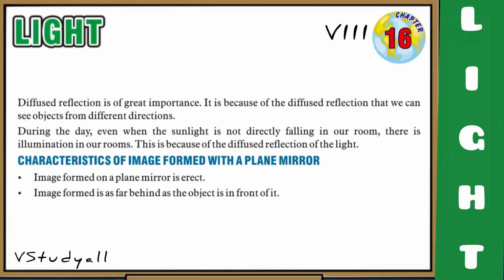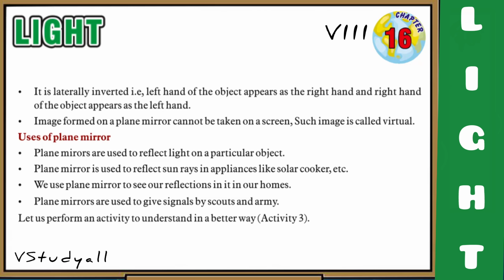So now let's see characteristics of the image formed with a plane mirror. First, the image formed on a plane mirror is erect. The image formed is as far behind as the object is in front of it. Next, it is laterally inverted, that is, the left hand of the object appears as the right hand and the right hand of the object appears as the left hand. Next, the image formed on a plane mirror cannot be taken on a screen. Such an image is called virtual.